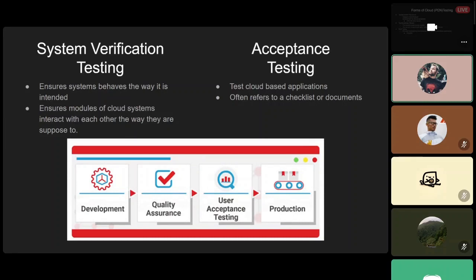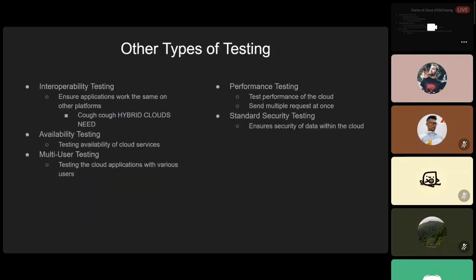Acceptance testing, right? We test these cloud-based applications. Okay, we make sure that they work the way they're supposed to. This often refers, again, to a checklist. Especially if there's an application on the cloud service. Think about it as like if you built a web server on an EC2 instance, you would want to make sure that that web application interacts with the service the way it's supposed to, vice versa, and ensure that that application interacts with the users in the way it's supposed to.